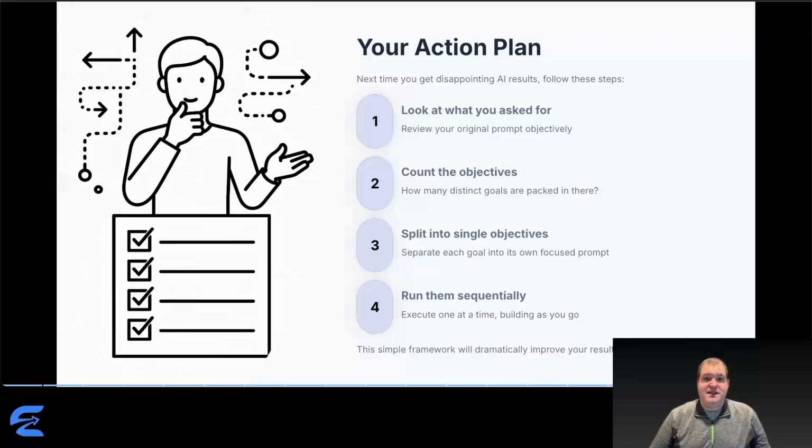Third, split into single objectives. Separate each goal into its own focus prompt. This might feel like more work up front, but it's faster than wrestling with bad outputs. And fourth, run them sequentially. Execute one at a time, building as you go. Use the output from step 1 to inform step 2. Let's build it naturally. This simple framework will transform your results. I'm not exaggerating. This is probably the single most impactful change you can make to how you work with AI.